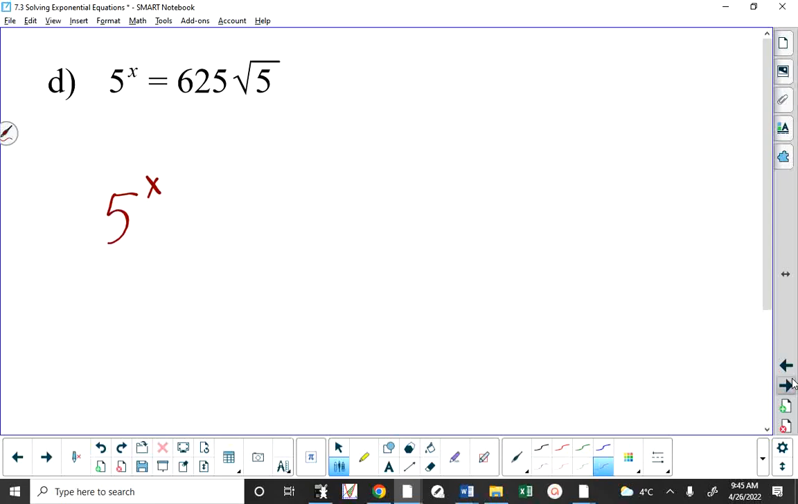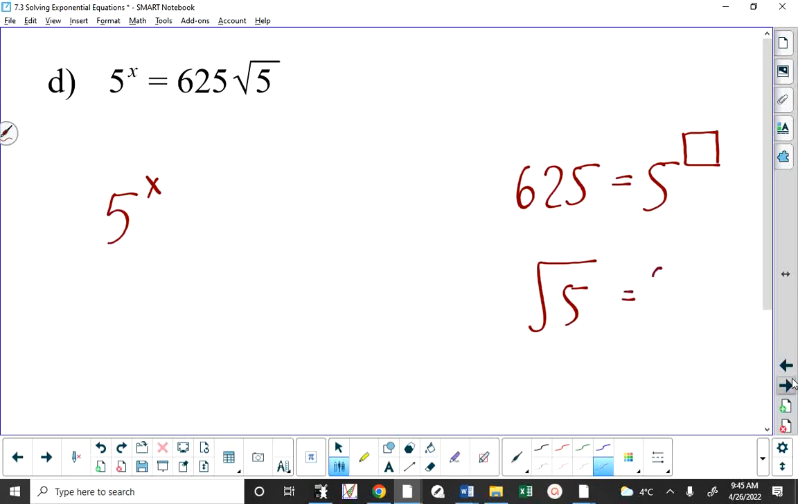So the question becomes, how can we write 625 as a power of the base 5? How can we write root 5 as a power of the base 5? So you use your calculator for the 625. I want to say 4. 5 to the 4 gives you 625, so we can put a 4 here.